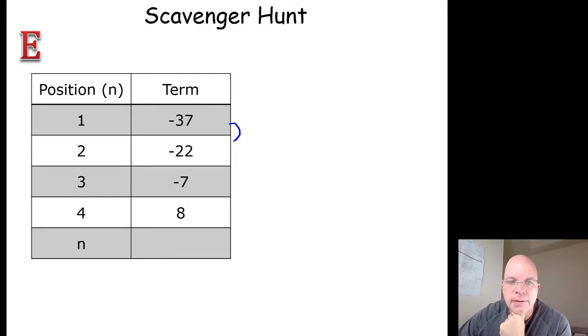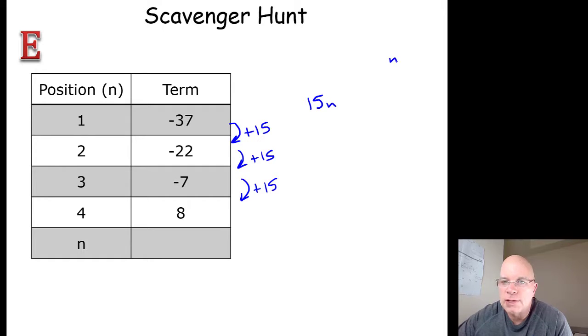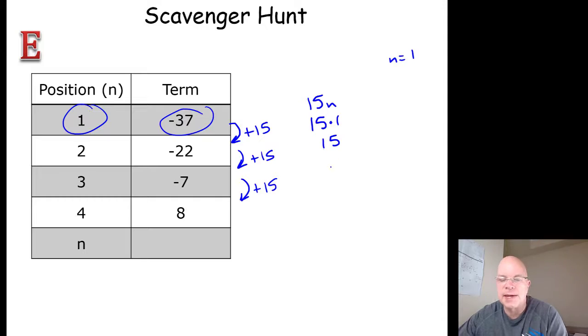D, we're adding 15 each time. So the rule starts out with 15n. When n is 1, 15n would be 15 times 1, which is 15. But I need it to be, when n equals 1, I need the term to be negative 37. If I subtracted 15, I would be at 0. I would need to subtract another 37, so altogether I need to subtract 52, I think.